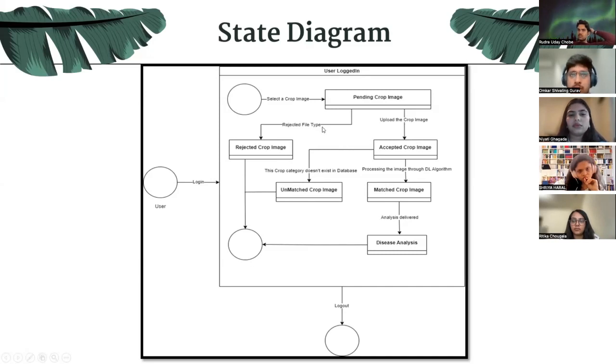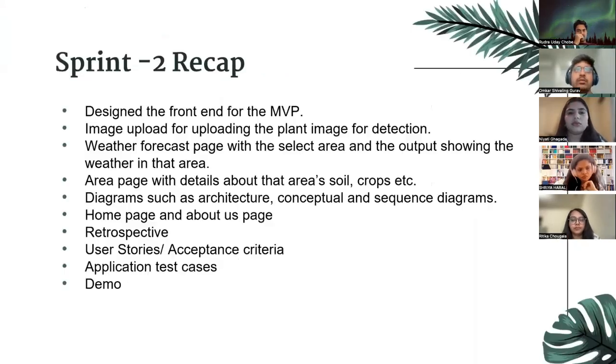If the image is of a wrong type, meaning it has a wrong file type, it will show as a rejected crop image, and it will inform the farmer that you have to upload a new and valid image format, and later we can log out. Further will be explained by Niyati.